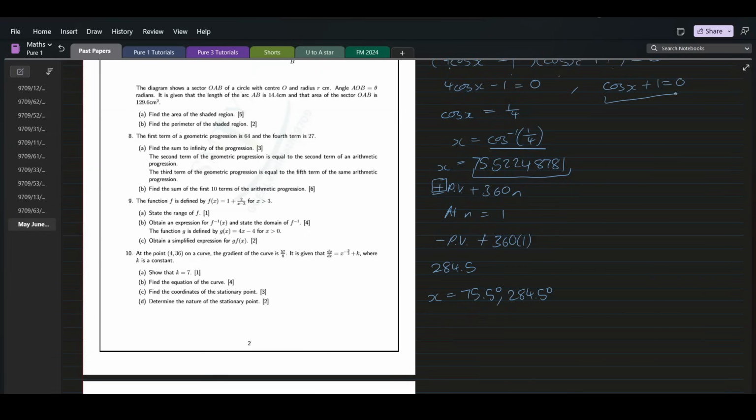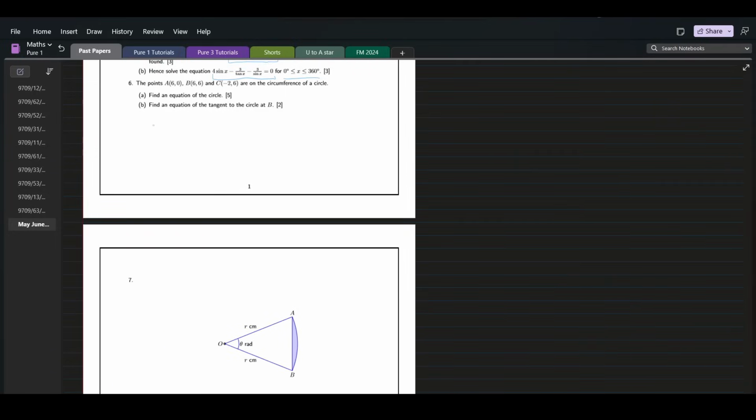Now let's come to the equation cos x plus 1 is equal to 0. That's cos x is equal to negative 1. So x is equal to arc cos of negative 1. Let's punch that into the calculator: arc cos of negative 1 gives us 180 degrees, and that would also be a solution. And we can conclude that therefore our final answer is x is 75.5 degrees, 180 degrees, and 284.5 degrees. Let's move on to question number 6.